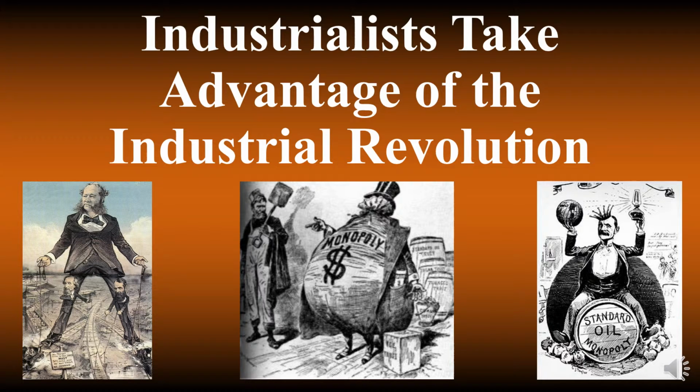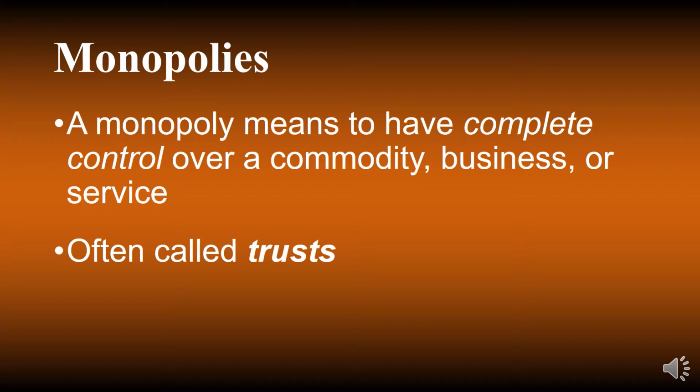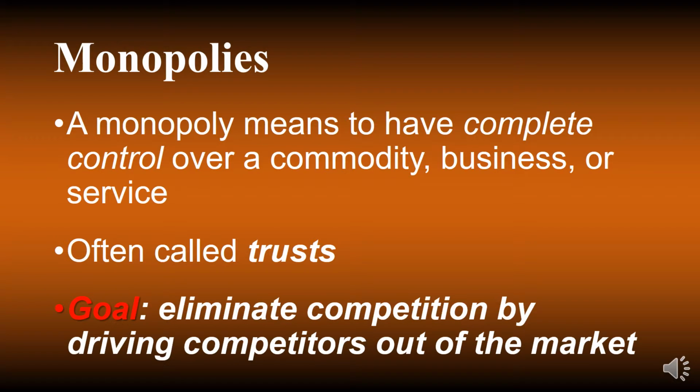So, you've got an Industrial Revolution, and now it's time for people to start taking advantage of things. So industrialists take advantage of the Industrial Revolution. One of the ways they did this was through monopolies. Now, monopoly means to have complete control over a commodity, business, or service, which means you own the entire thing, either the process by which it's made or all of the products. These are often called trusts. There's an oil trust, there's a steel trust, there's a railroad trust. These are groups of businesses that control a commodity. And their main goal is to eliminate competition by driving competitors out of the market.